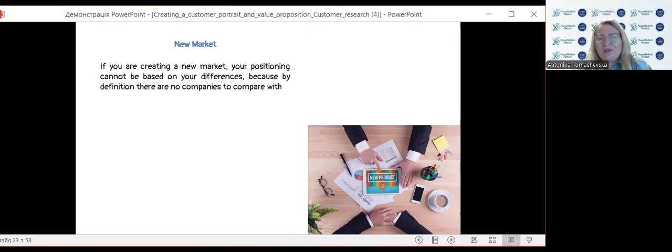Examples: iPhone in 2007, the creation of the touchscreen smartphone market. Tesla, the development of electric cars as a mass product. Meta or Oculus VR, the formation of the virtual reality market. ChatGPT, the new market of generative artificial intelligence.